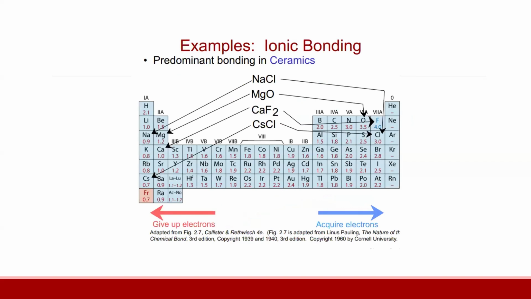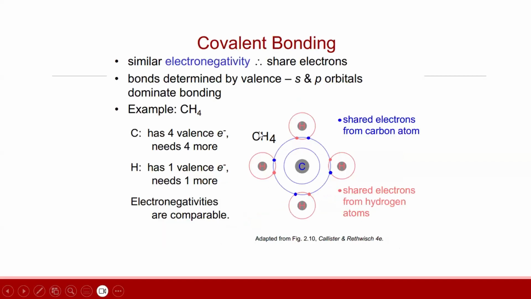Okay, so ionic bond examples are ceramics. You can see sodium chloride, magnesium oxide, calcium fluoride, cesium chloride. They are all ionic bonds. Now the second type of bond is the covalent bond.